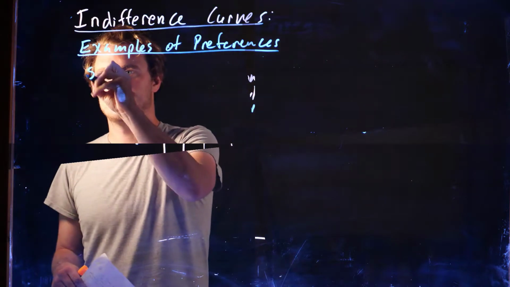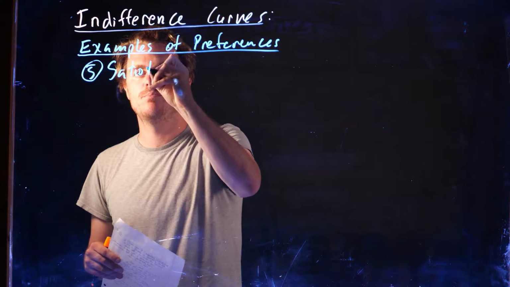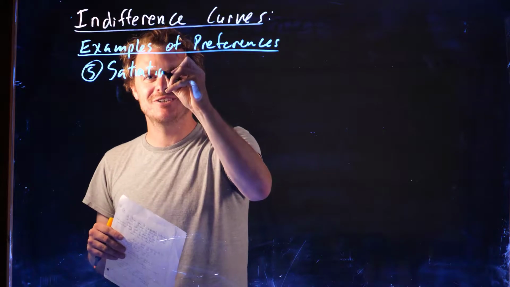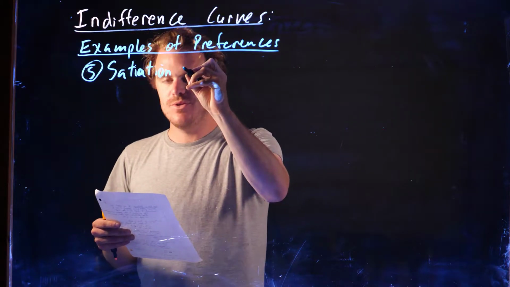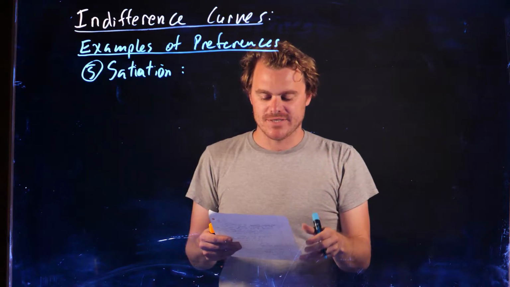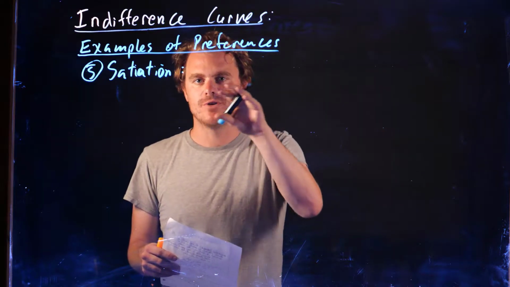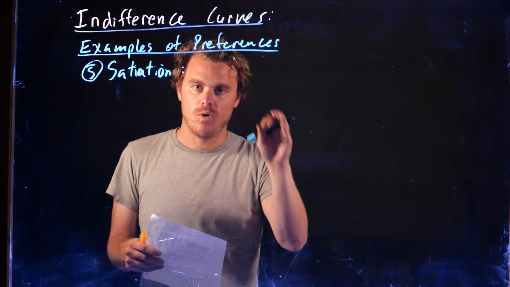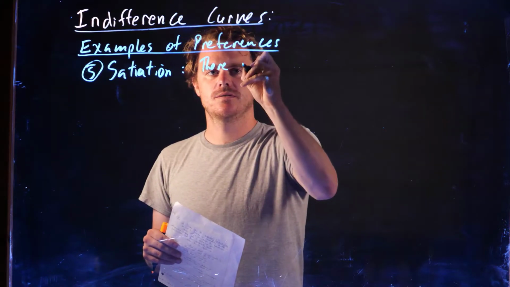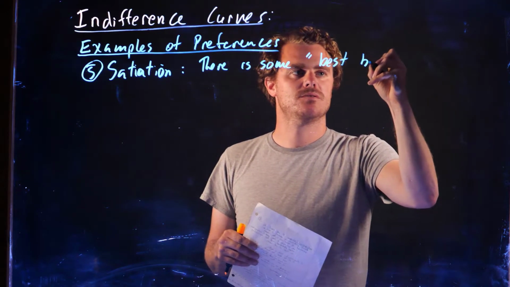So the fifth example of preferences is if we have some satiation or bliss point. This is the idea that there's some perfect bundle that the consumer wants. There's some particular best bundle, some combination or amount of good 1 and good 2 that the consumer wants, and it's exactly that bundle. So there is some, quote unquote, best bundle.